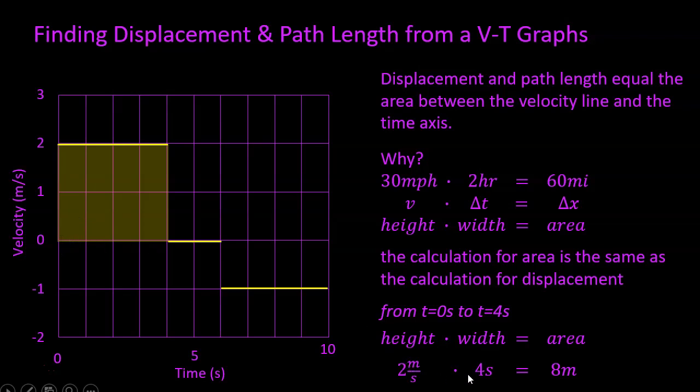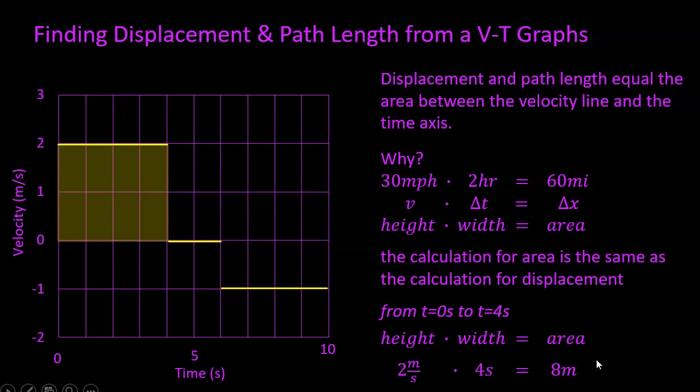So when we multiply those together, 2 times 4 is 8, and when we do the math on the units, we have meters, but we have seconds in the denominator and seconds in the numerator. So these 2 seconds divide out to be 1, which makes them disappear, and we're left with meters. So the displacement is 8 meters.